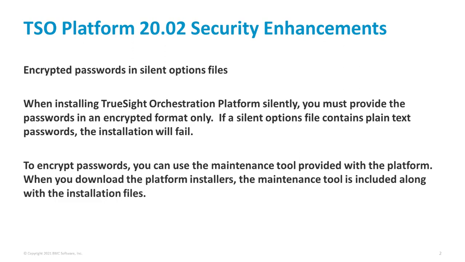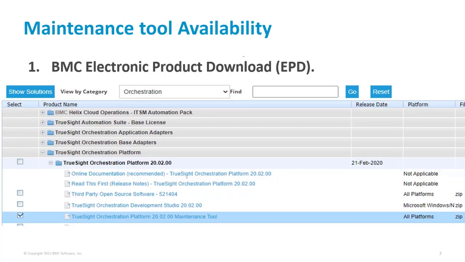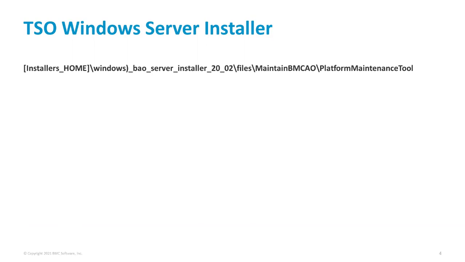From TrueSide orchestration platform 2002, a security enhancement has been introduced which makes it mandatory to provide encrypted passwords in the silent installation options file. The maintenance tool is available over BMC electronic product download, and it is also available with the TSO Windows Server installer in the below mentioned path.